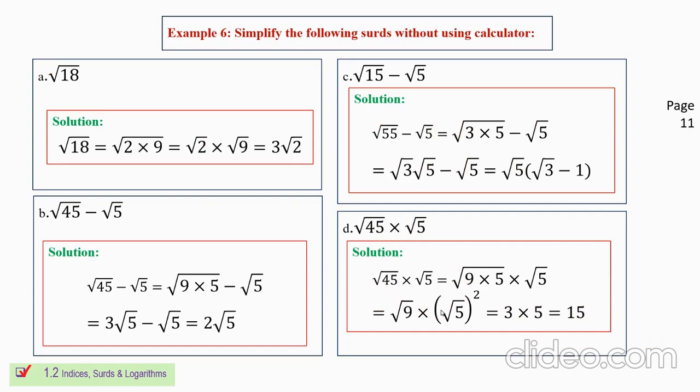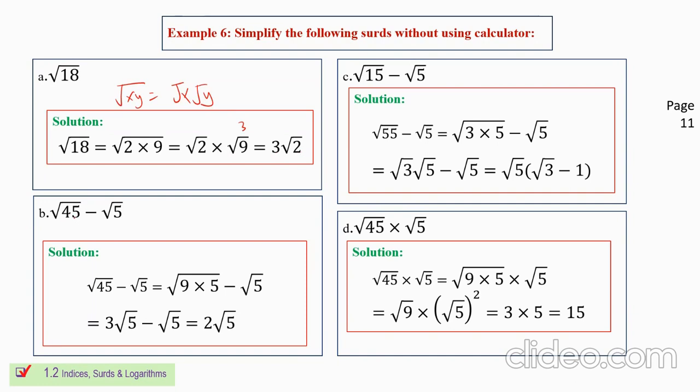Okay, so let us look at example 6. Simplify the following surds without using a calculator. This is a bit like warming up. Let's say surd 18. Surd 18 is surd 2 times 9, and I can separate surd 2 and surd 9 because of the rule surd xy equals surd x multiplied by surd y. Then I know surd 9 is 3, so I have 3 surd 2.